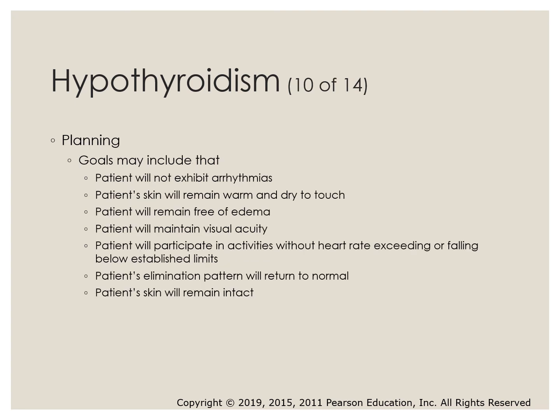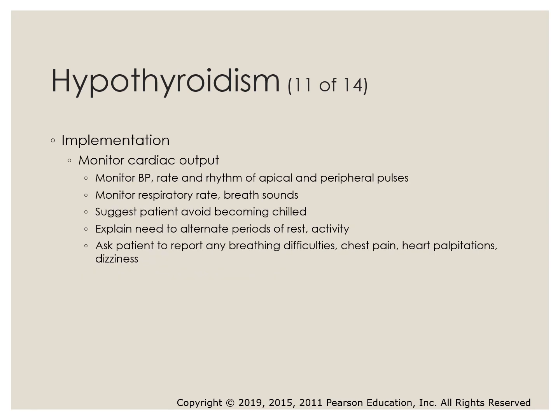Of course, here's our plan. Make sure you read over the plan, and then the implementation. We want to make sure we monitor the blood pressure, the rate and rhythm of the apical and peripheral pulses. And when you do your head-to-toe assessment on your patient, have them hold their hands out and see if they've got tremors. And every 6 months, I have to go get blood work. They check my thyroid levels every 6 months and adjust my medicines according to my levels. I function better if my thyroid levels are a little higher, because I've been dealing with this for so long, so I need a little more to give me a little more energy.